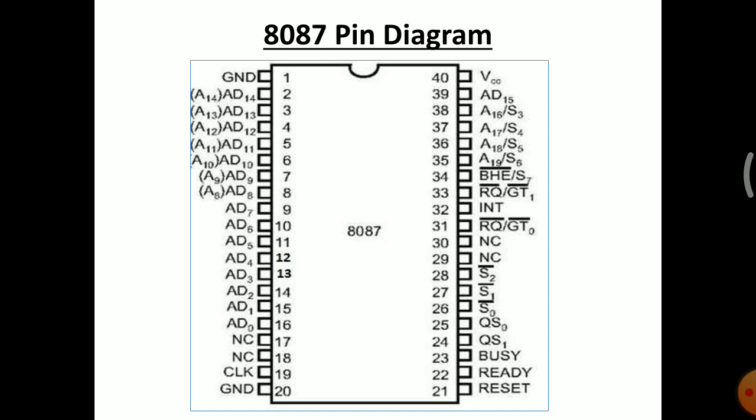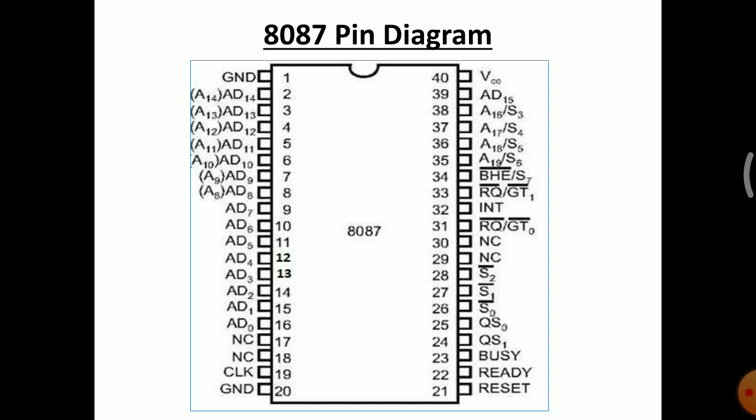Pin number 23 is the busy pin. It indicates that currently the 8087 is busy performing some task. Next is the ready pin, pin number 22. It is used to indicate that 8087 is ready to perform the operations, which will be indicated to the external peripherals or microprocessor. Pin number 21, reset pin.